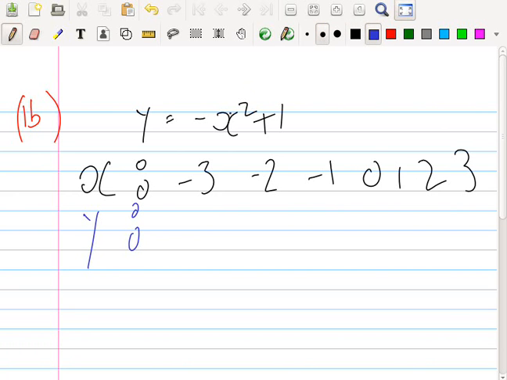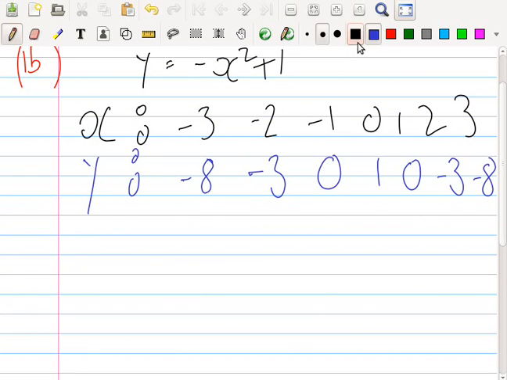So minus 3 squared is 9. With the minus makes minus 9. With the plus 1 makes minus 8. So far okay. Minus 2 squared is 4. With the minus is minus 4. Plus 1 is minus 3. Minus 1 squared is 1. With the minus is minus 1. Plus 1 is 0. 0 squared plus 1 is 1. 1 squared with a minus, so that's a 0. 2 squared is 4. Minus 4 plus 1 is minus 3. And then 3 squared is 9. So minus 9 plus 1 is minus 8 then.